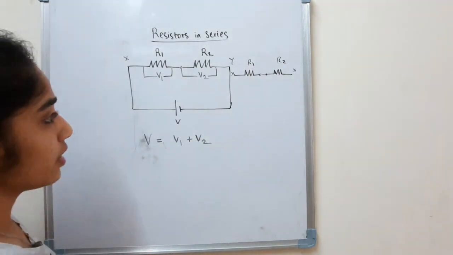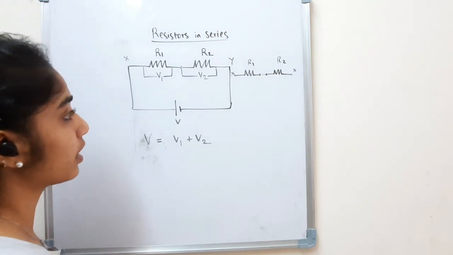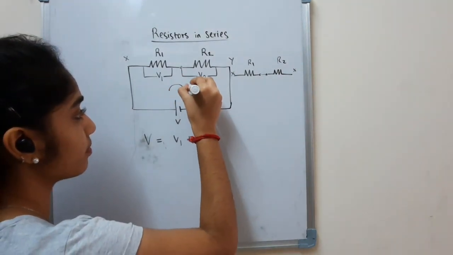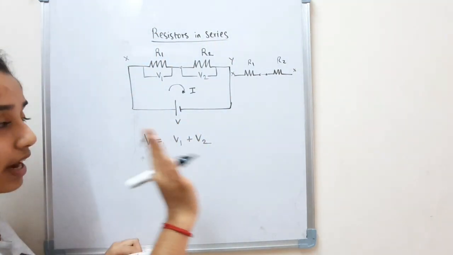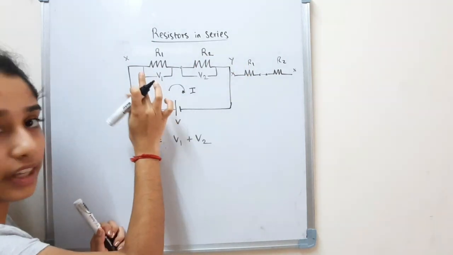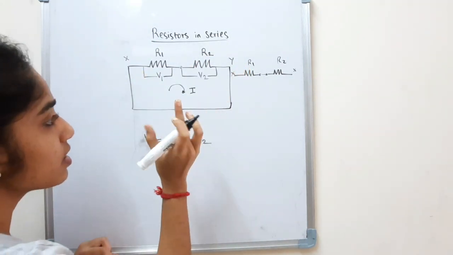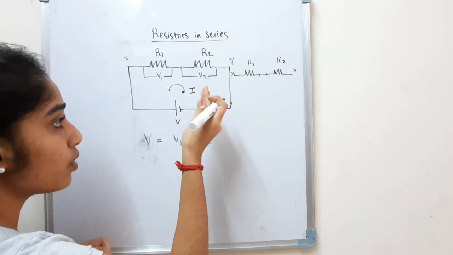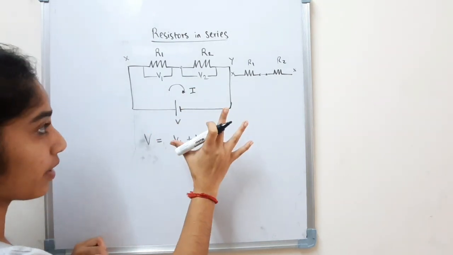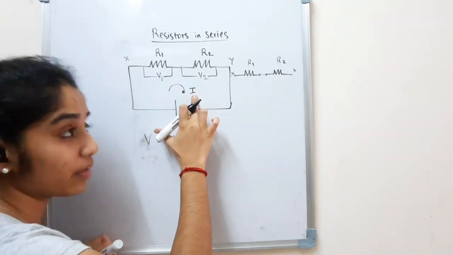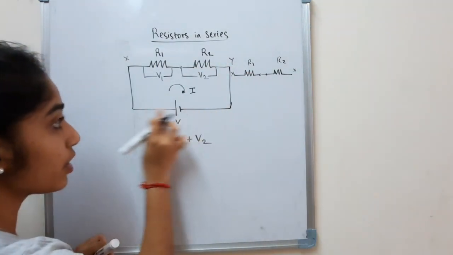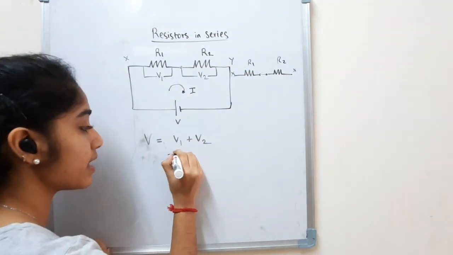And we know that in a loop, the current is always the same. Right? There are no branches or anything, just one single wire connecting all of these components. So there is no splitting of current anywhere. So the current will stay the same because there's only one path for the current to travel. So I is the same.